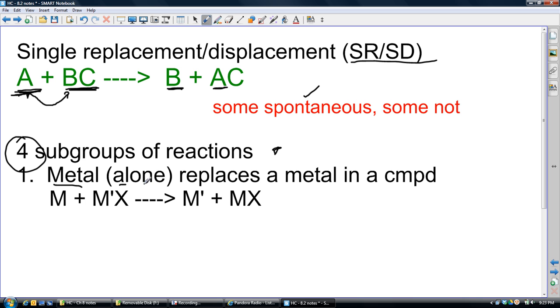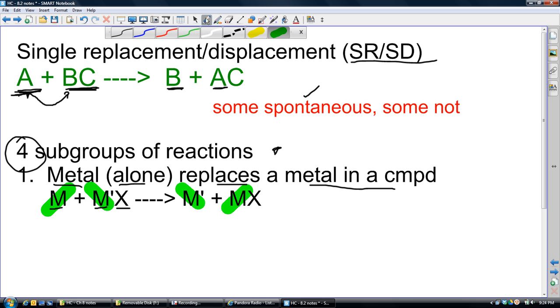A metal that's alone replaces a metal that's in a compound. Here I have the simple designation of M and then M prime. So we have a metal by itself. We have a different metal that is bonded to X. And X can be anything as simple as chlorine all the way to something more complicated like sulfate or nitrate. What ends up happening then, we can see here that the first metal that's by itself ends up being bonded in the compound with X, while the second metal, M prime, that was bonded with X is now alone.